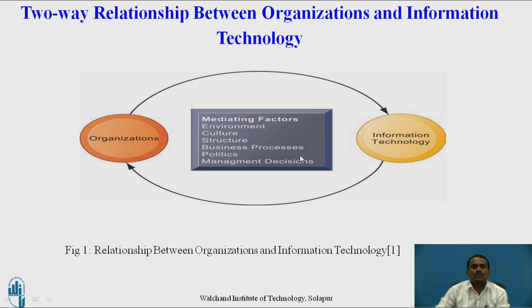In between we have to use some mediating factors. Those factors are the environment we have to adopt in the business, the culture of the organization, structure, business process, politics and management decisions. This block diagram indicates the relationship between organization and information system. Here the organization is linked to the information system by considering the mediating factors.